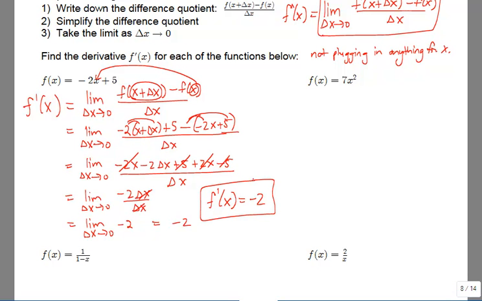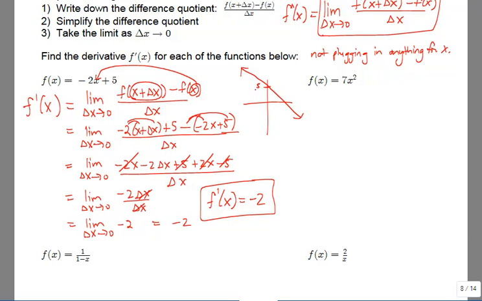Now what does that mean? It means that the slope of the tangent line to this function up here will always be -2. And that should make sense geometrically, because this line right here has a y-intercept of 5 and it has a slope of -2, so it's going to come down like that.